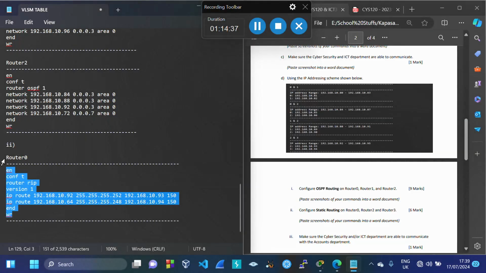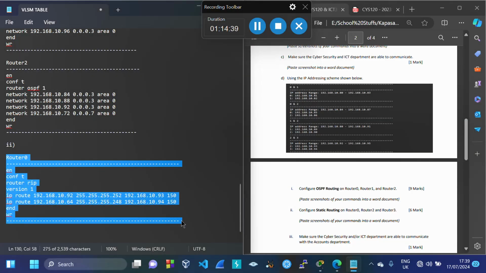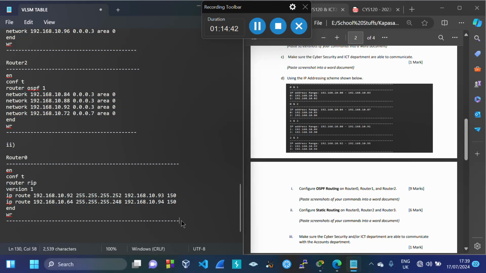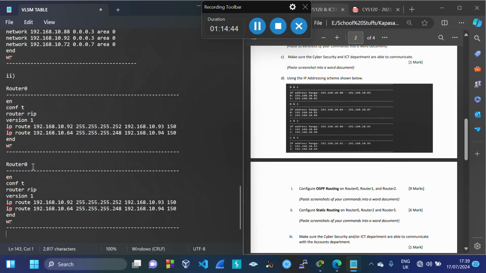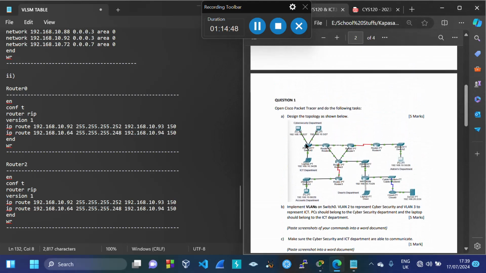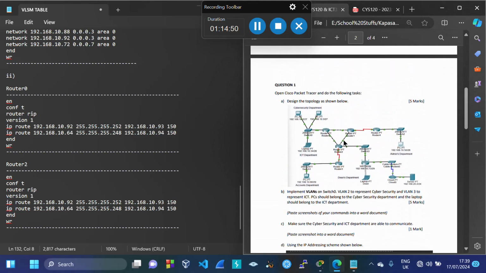So I'll simply copy these commands, then target router 2. So I'll say router 2. Now let's check the topology again. Router 2, as you can see, is directly connected to router 0 and router 3.